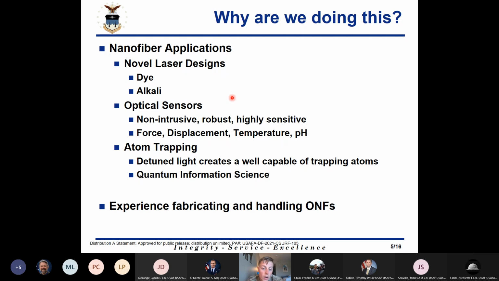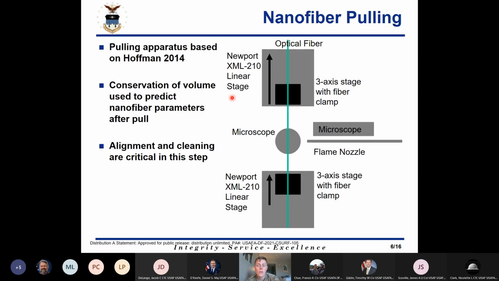And that can be useful in quantum information science, where you're actually trying to manipulate these single atoms that are trapped by the optical nanofiber. Right now with this project, we're really trying to get experience fabricating and handling these optical nanofibers. They're incredibly difficult to handle, as you could probably assume, with diameters in the 1 micrometer range. That's the goal of this experiment, in addition to building the working dye laser.